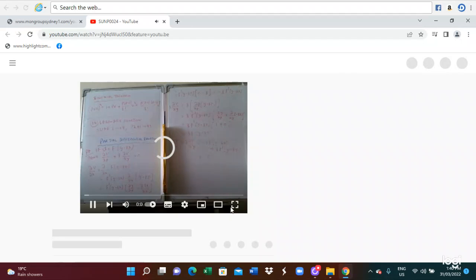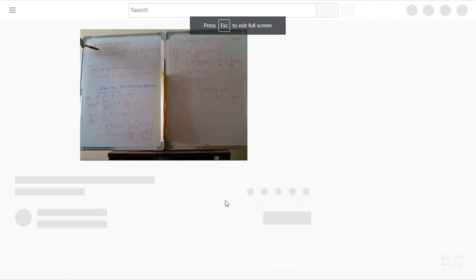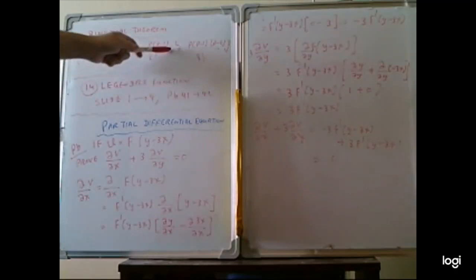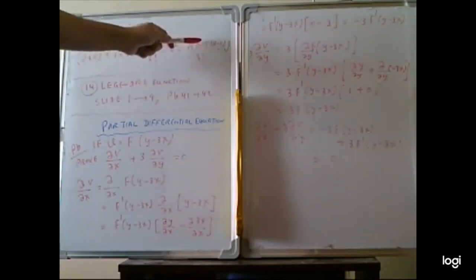So the next one is the binomial theorem: (1 + p)^n is equal to 1 + np + n(n - 1)/2! p^2 + n(n - 1)(n - 2)/3! p^3. So this is the binomial theorem. Based on the Legendre function and the binomial theorem, you have to do this exercise. Topic 14 Legendre function, slides 1 to 9, and do problems 41 and 42.